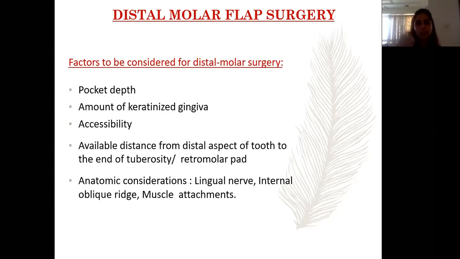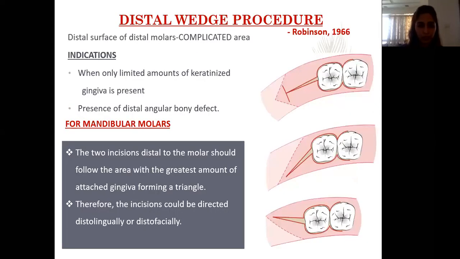So it was Robinson in 1966 who spoke about incisions and the distal wedge procedure. Only when limited amounts of keratinized gingiva is present and you need to gain access to angular bony defects for the mandibular molars, you make incisions that will thin down the bulbous retromolar area and go straight down to bone.